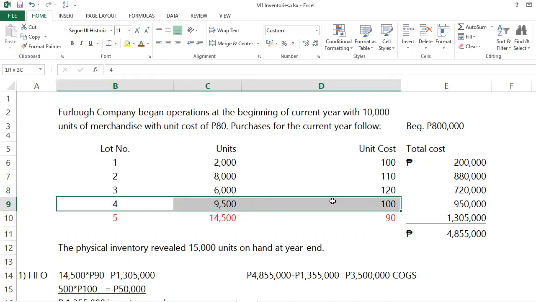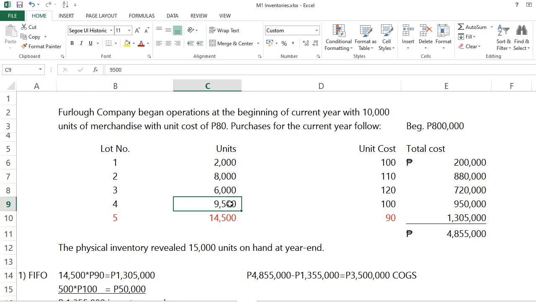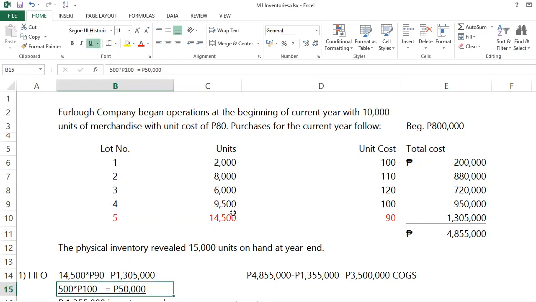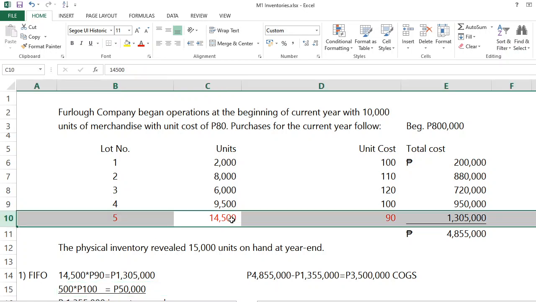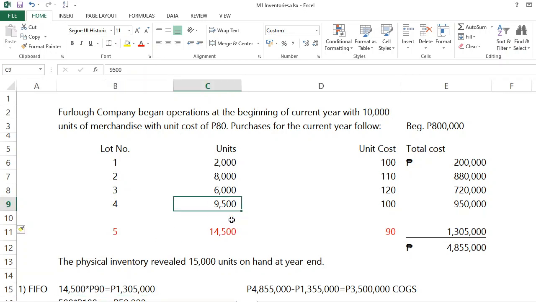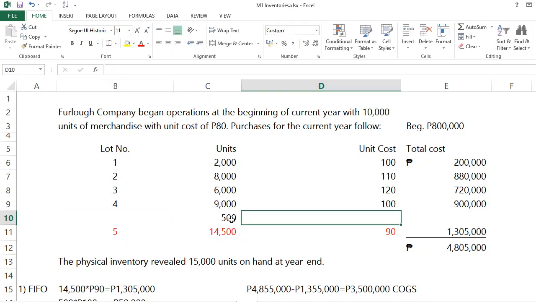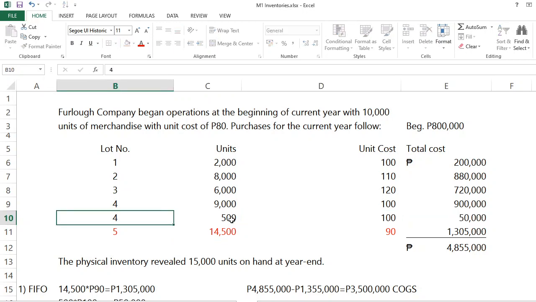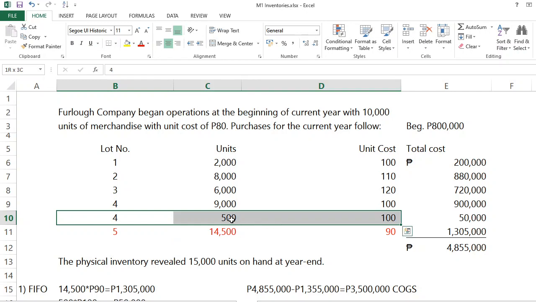Item number 4, or lot number 4, I marked in red. Lot number 4 was partly sold and partly not. How many were not sold? 500, based on our analysis earlier. So let's divide it: 9,000 here for those sold and 500 for those not sold. Again, the unit cost is 100. So this is still for lot number 4, just to segregate what was sold and what was not.